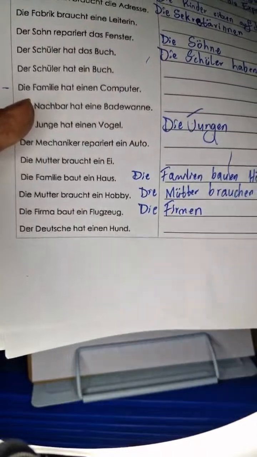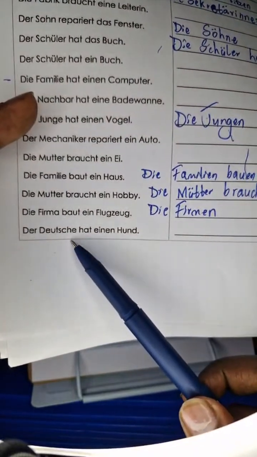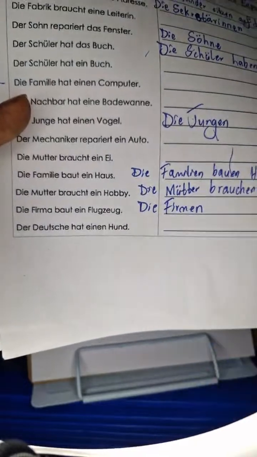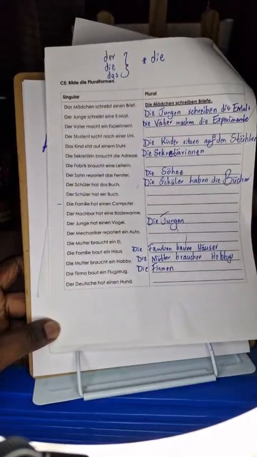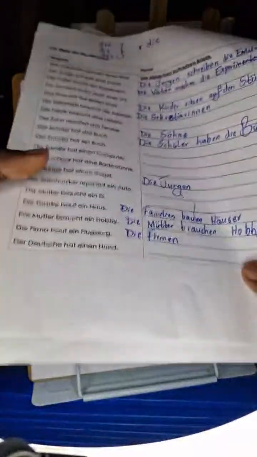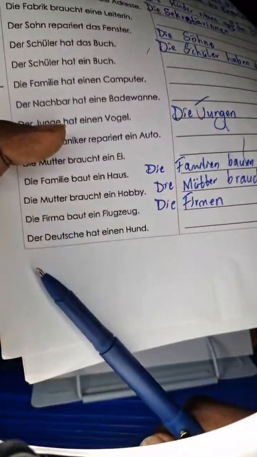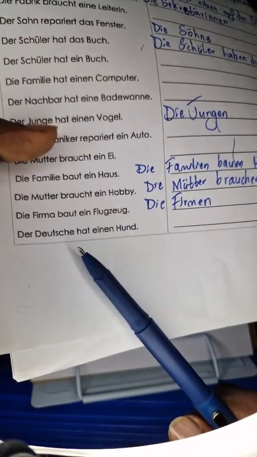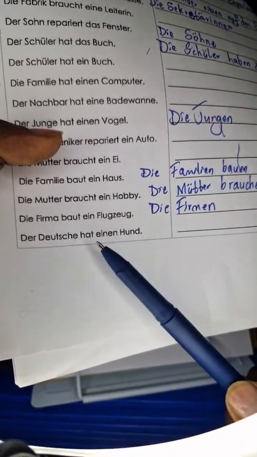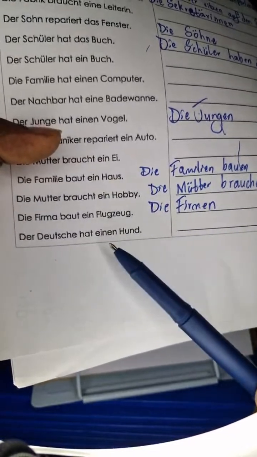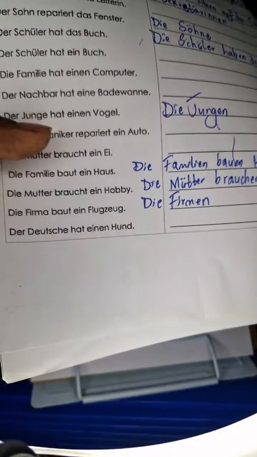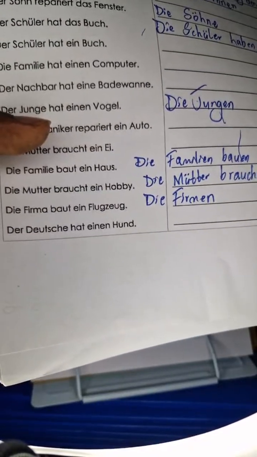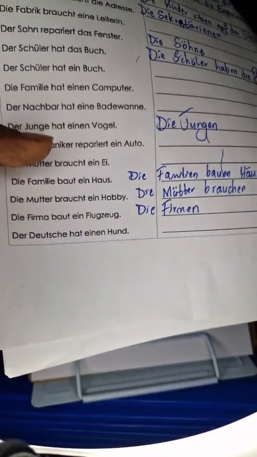Now this I want to leave to somebody to try. How would you try this? Der Deutsche hat einen Hund. The German has a dog. Deutsche is someone who comes from Germany or a German. Right, somebody has tried. Some are afraid of it. Now it would become die Deutschen with an N. Die Deutschen haben. The hat now becomes haben. And then Hund. Hund in the plural becomes Hunde with an E. Die Deutschen haben Hunde. The Germans have dogs.